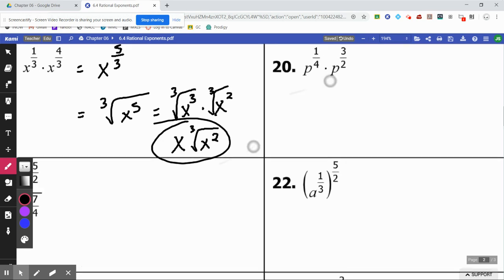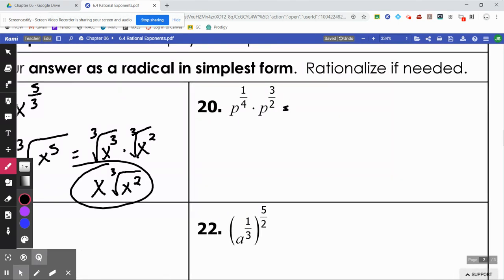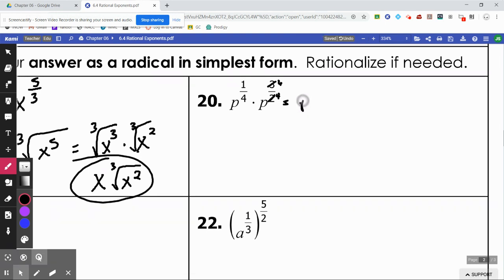Number 20, let me zoom in here. We're going to add our exponents together. We do need a common denominator. Multiply top and bottom by 2 gives you a 4 and a 6. So p to the 1/4 and p to the 6/4 would be p to the 7/4.